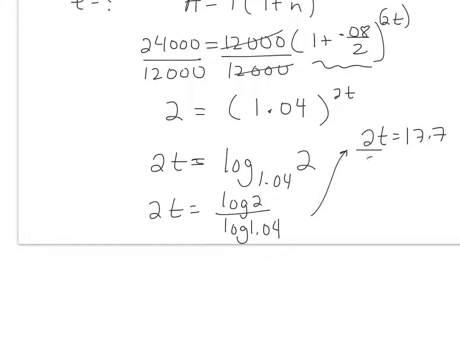And then I'll just simply divide both sides by 2. So if I divide that by 2, I get 8.835. So we'll say 8.84, and that would be years. So it's going to take almost 9 years for our money to double.